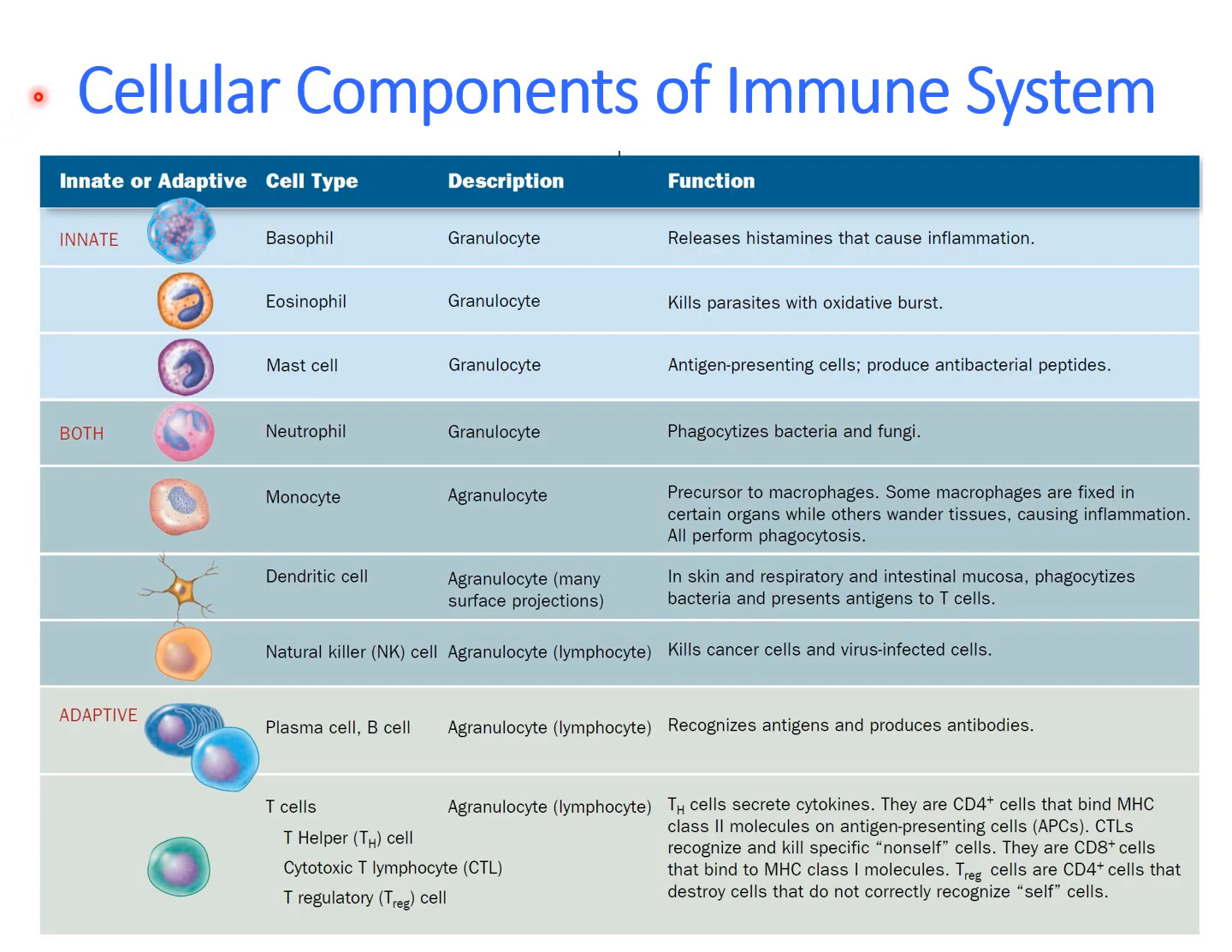This table shows the immune cells involved in the immune system. In the innate system, it has basophils, eosinophils, and mast cells. All these cells are non-specific and can bind to a broad range of pathogens. Neutrophils, monocytes, dendritic cells, and natural killer cells are also non-specific towards pathogens. However, they also play an important role in stimulating the adaptive immune response.